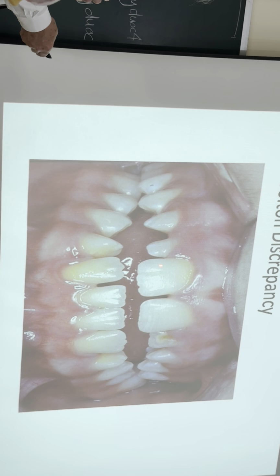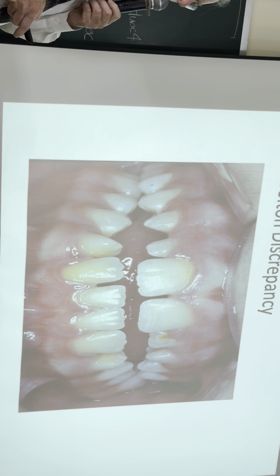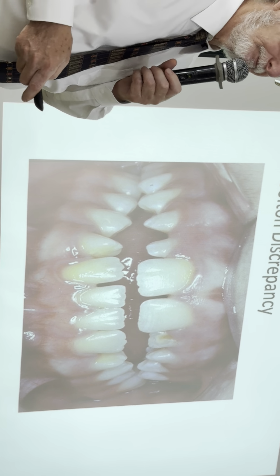See, that's a good alignment case. Alignment, that's perfect alignment tooth. This one and this one and this one, forget it. Nothing, you'll never catch them.